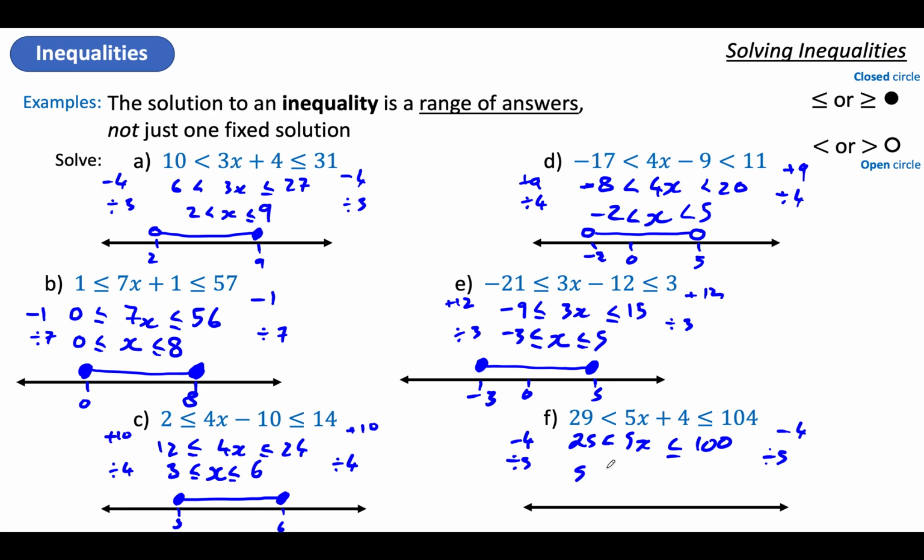25 divided by 5 is 5, which is less than x, which is less than or equal to not 200, 20. There's my two boundaries then, 5 and 20. This is the wonder of an empty number line. There's no scale, so you make up your scale, putting the numbers on you want. Right, open circle on 5, closed circle on 20 because it's got an equals. Put a line between them. X is bigger than 5. X is less than or equal to 20.